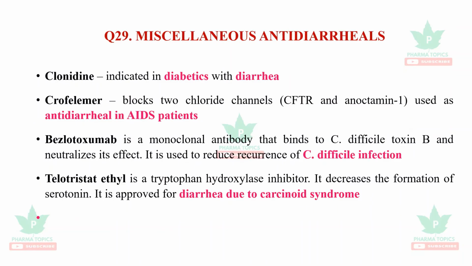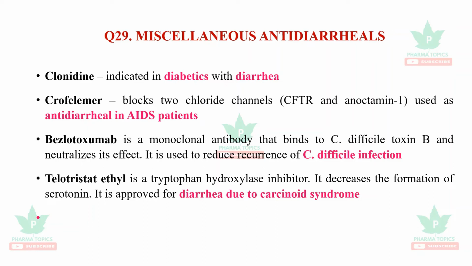Question number 29 is miscellaneous antidiarrheals. They may be asked in very short notes. Clonidine is indicated in diabetics with diarrhea. Crofelemer blocks the two chloride channels, CFTR and anoctamin. They are used as antidiarrheals in AIDS patients. Bezlotoxumab is a new monoclonal antibody that binds to Clostridium difficile toxin B. It is used to reduce the recurrence of Clostridium difficile infection.